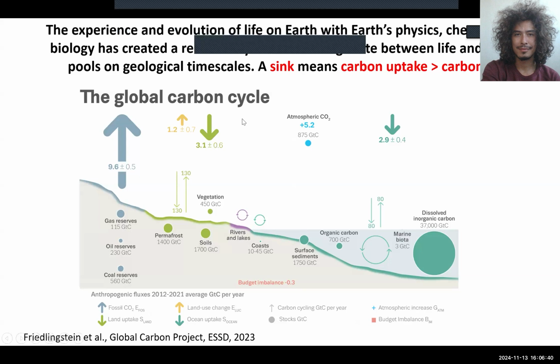When I talk about a sink, there's a lot of vocabulary that may not always be used by some of the listeners. A sink is a part of the Earth's processes in which carbon uptake exceeds carbon loss over medium to long-term timescales. For example, in the atmosphere there are around 875 gigatons of carbon, whereas in the ocean the biggest store is in dissolved carbonic form, about 37,000 gigatons.